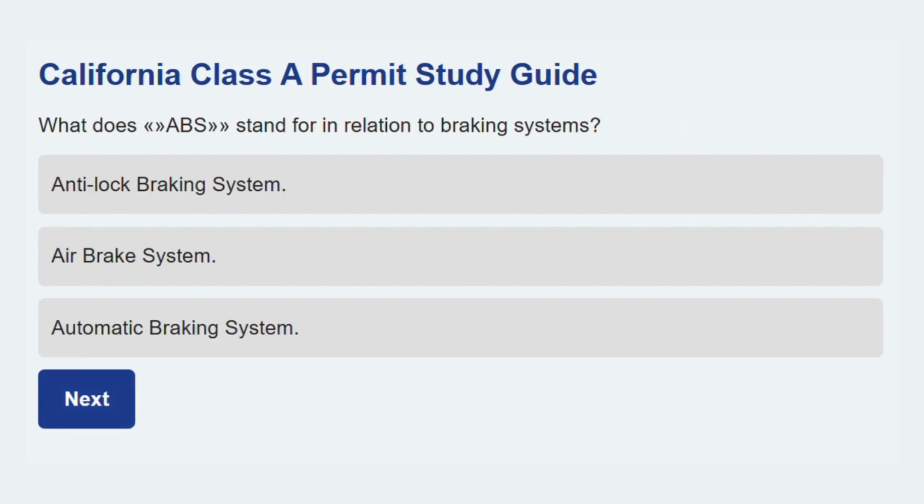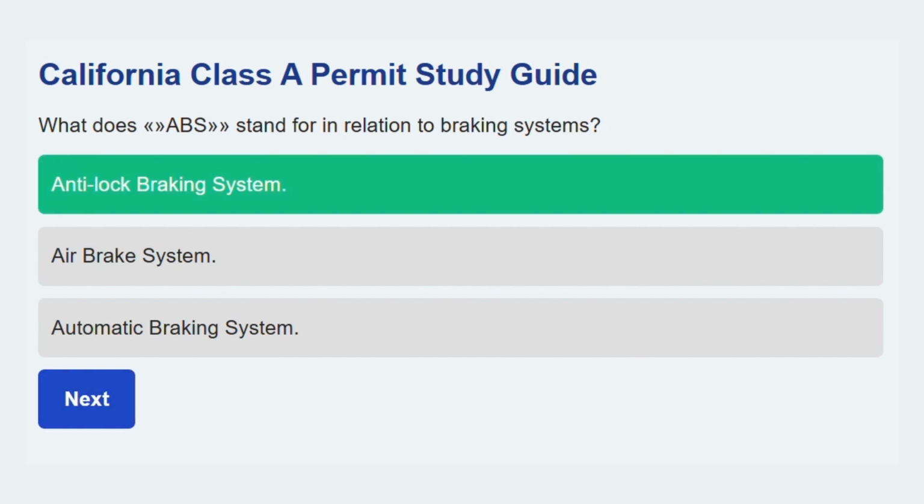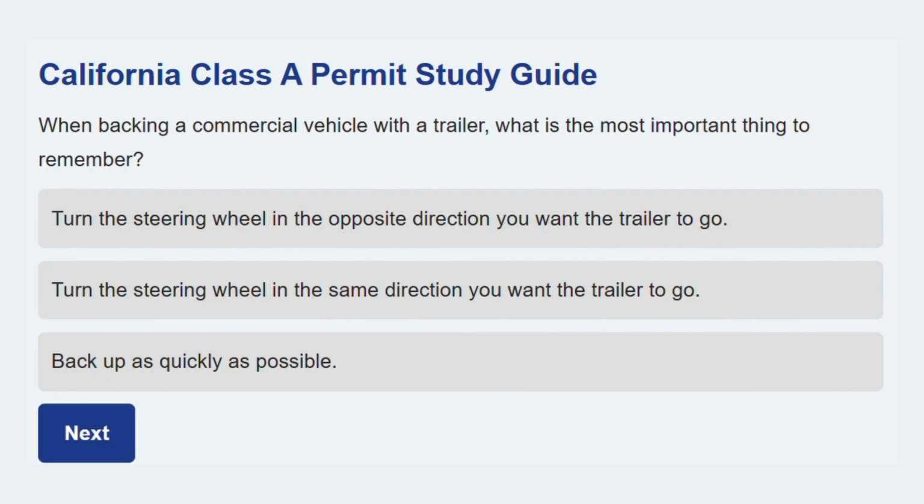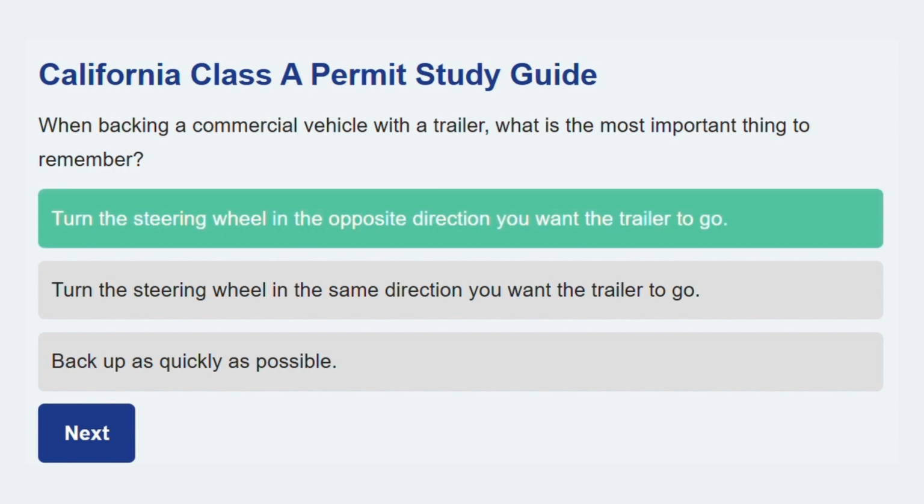What's after this? What does ABS stand for in relation to braking systems? Anti-lock braking system. ABS helps prevent wheels from locking up during hard braking. Next question. When backing a commercial vehicle with a trailer, what is the most important thing to remember? Turn the steering wheel in the opposite direction you want the trailer to go. This counterintuitive action is key to trailer control.